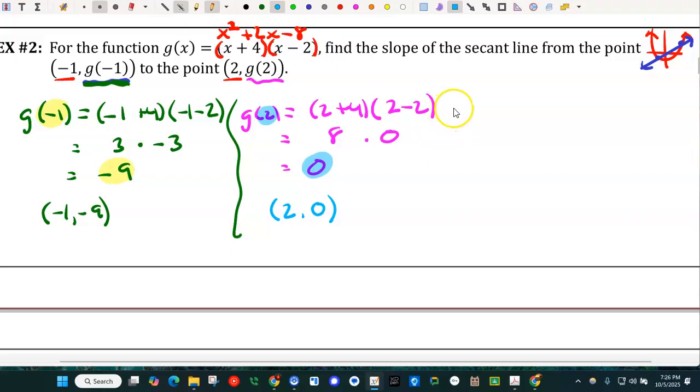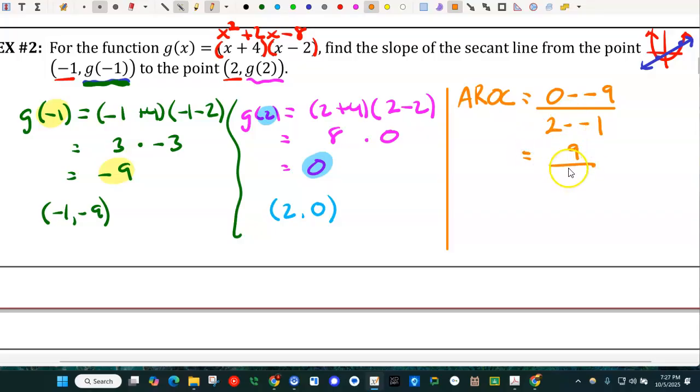So now we can actually find our average rate of change and complete the problem. So my average rate of change equals 0 minus -9 over 2 minus -1, which of course is just 9 over 3, which equals 3. So the average rate of change of this line that we sketched, this isn't an accurate sketch, but basically it says the slope of this line is 3 over 1, or just 3. That's what this number represents.